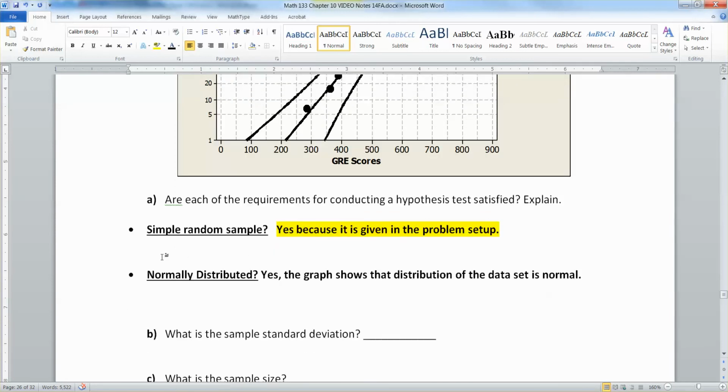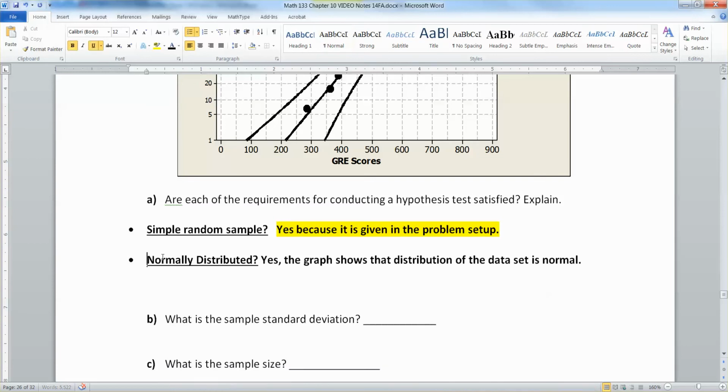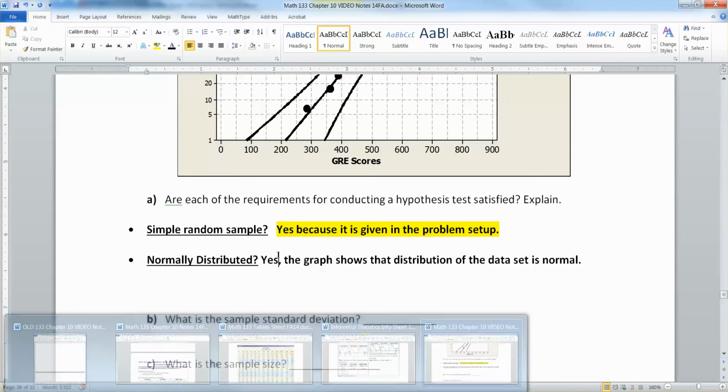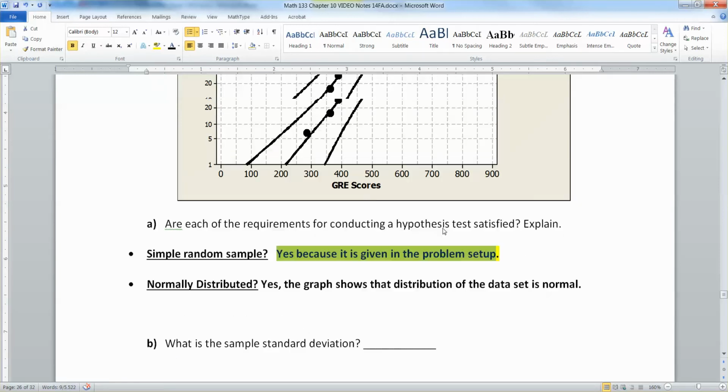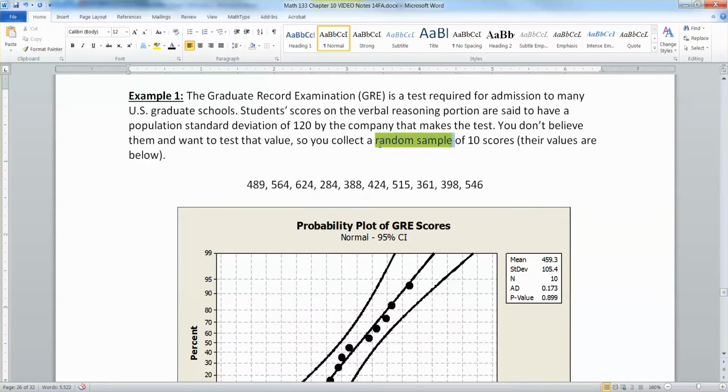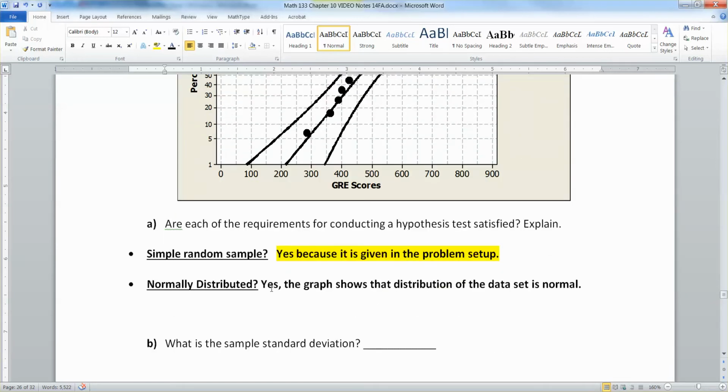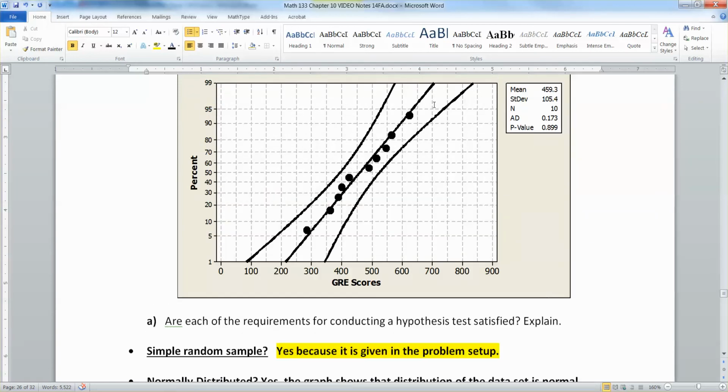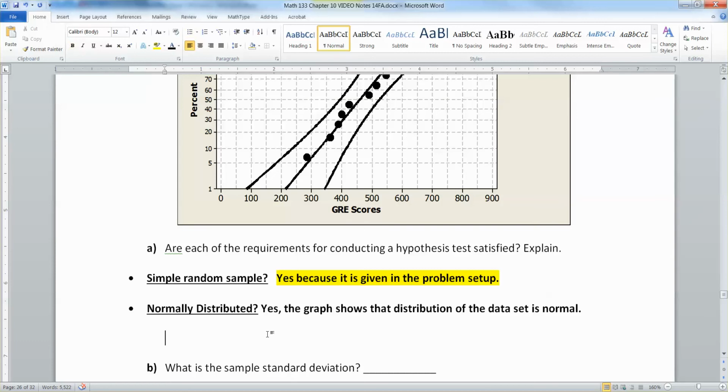All right, so the two requirements are it has to be a simple random sample and it has to be normally distributed. Those are the two requirements, no ifs, ands, or buts. No greater than 30, none of that stuff. So we know it's a simple random sample because it's given to us back here. It says that it's a random sample right there, so I highlighted it for you. Then normally distributed? Well, yeah, the graph shows us, remember we learned these graphs in 7.4, they were everybody's favorite time because they're so simple. It shows us that the distribution of the data set is normal. So the answer is yes. We've got yes on both and we are happy campers. We can now conduct a hypothesis test.